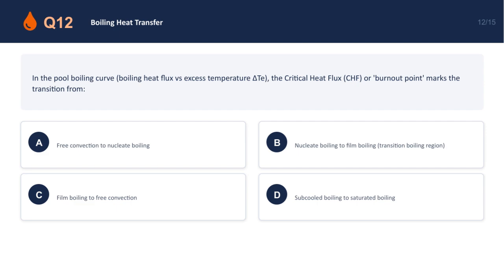This film actually insulates the surface, causing the heat flux to drop sharply even as the temperature continues to rise. This drop is dangerous because it can lead to rapid temperature spikes on the surface, potentially causing damage. So, the key takeaway is understanding that CHF is the limit of efficient boiling heat transfer before this risky transition happens.